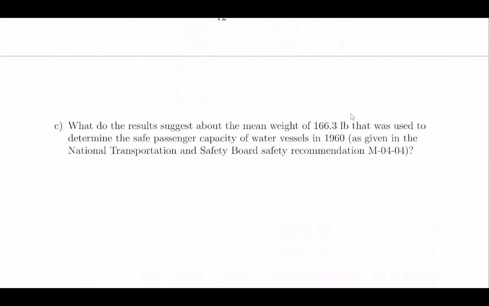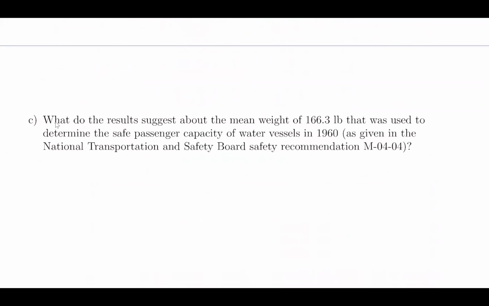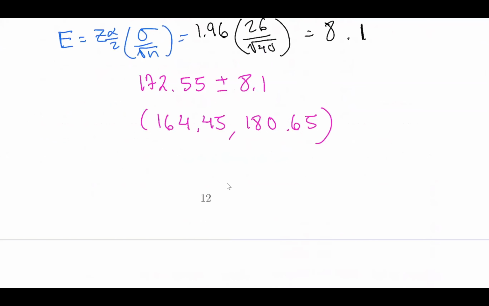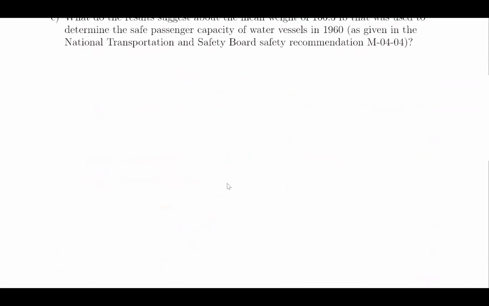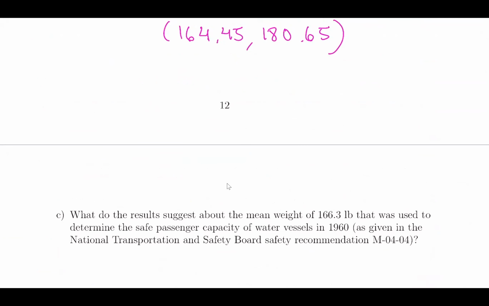All right, so let's do part C. Let me finish part C because I really can't go back all the way. Part C says, what do the results suggest about the mean weight of 166.3 pounds that was used to determine the safe passenger capacity of a water vessel in 1960, as given in the National Transportation Safety Board safety recommendation? In 1960, they used this as the mean weight for men. So if I look at the confidence interval, is it possible that 166.3 is still the population mean weight for men?